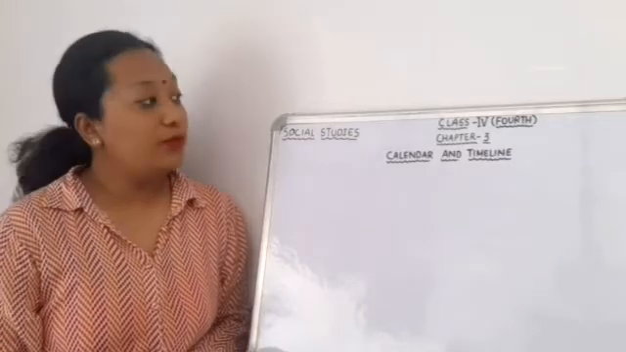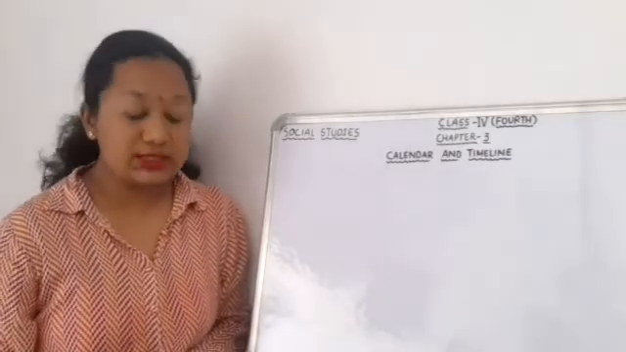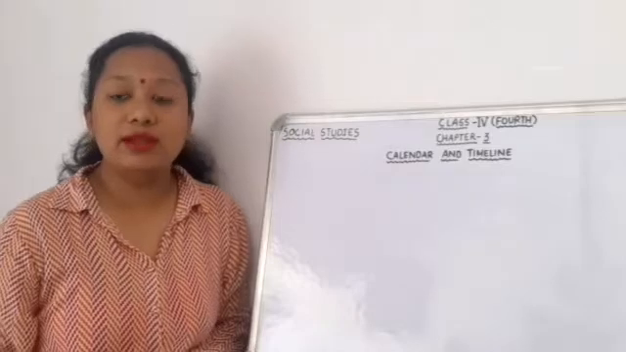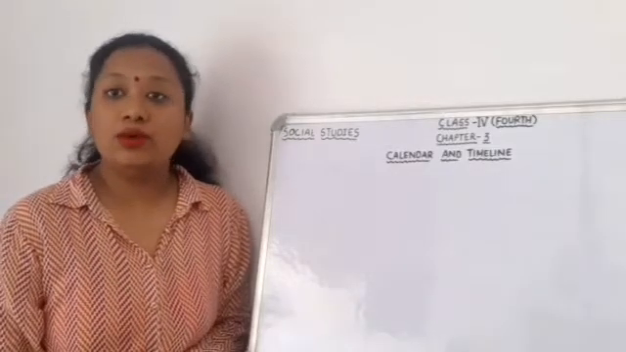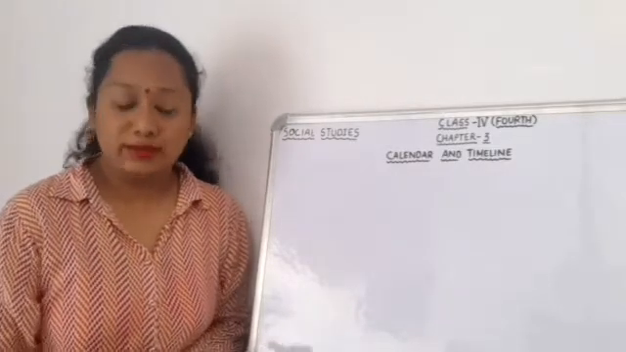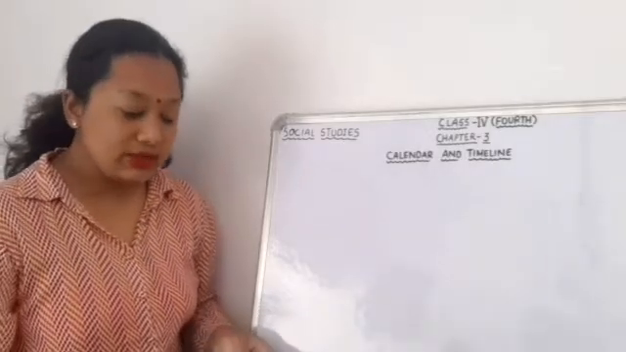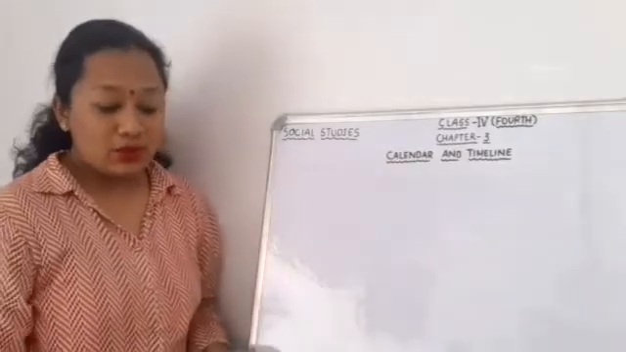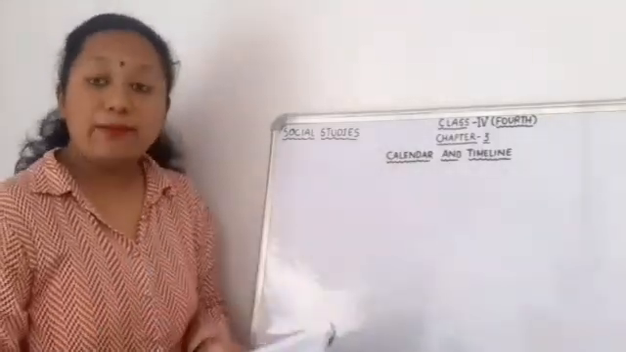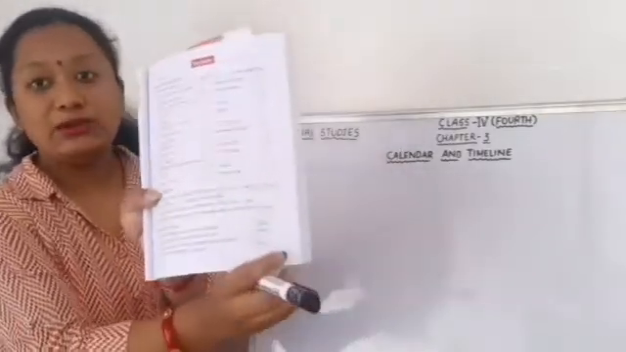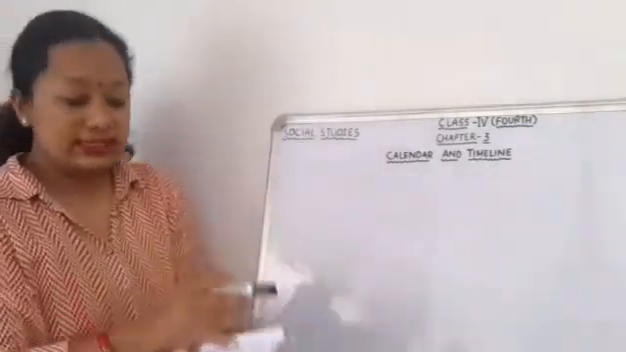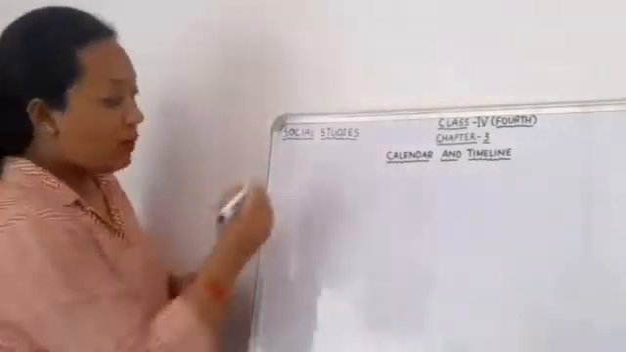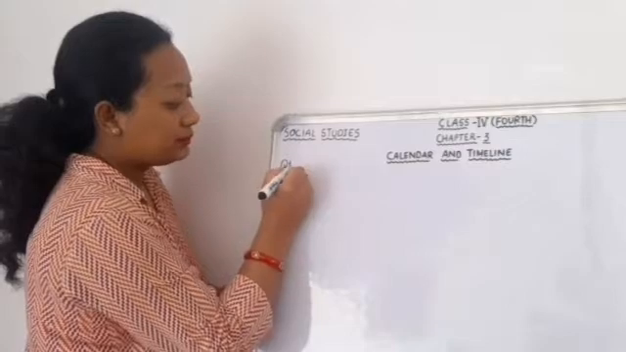So class 4, today we'll just revise the exercises that I gave you in the previous assignment. That is the exercise of chapter number 3, Calendar and Timeline. The first question of page number 29 was question number 1, tick the best option.